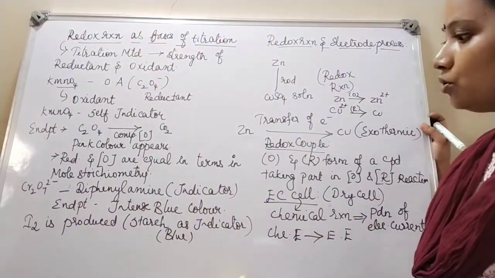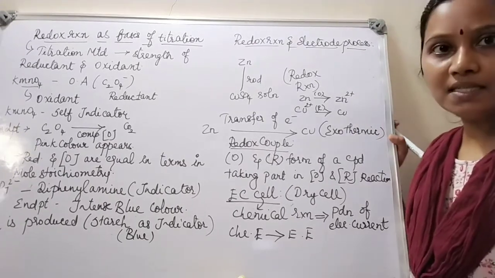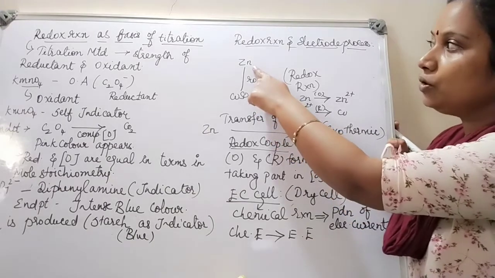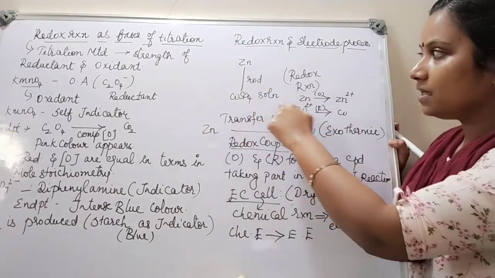Next, moving to redox reaction and the electrode process. Okay, next is nothing but redox reaction and the electrode process. Here I am going to use a zinc rod as an electrode. The zinc rod should be dipped in the copper sulfate solution.